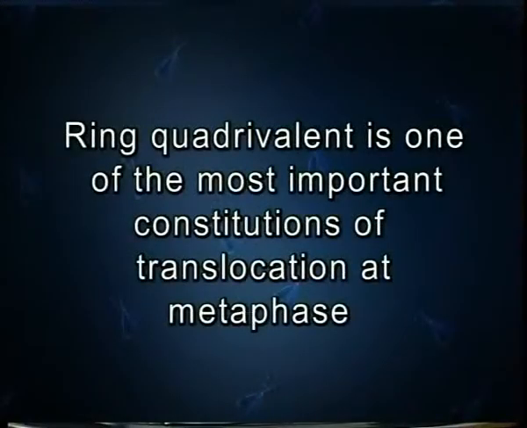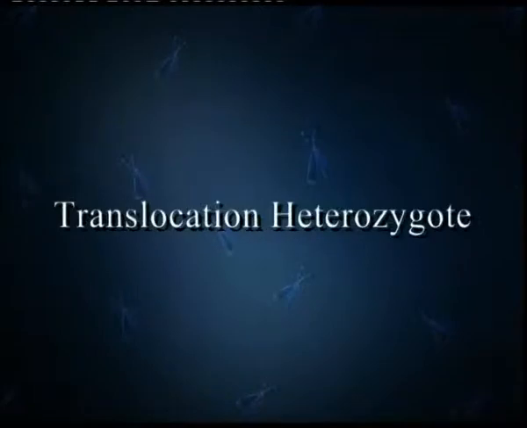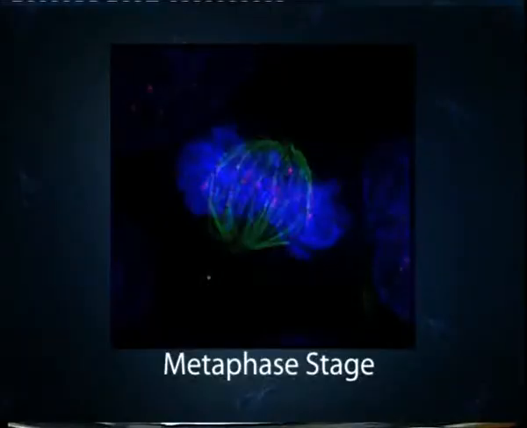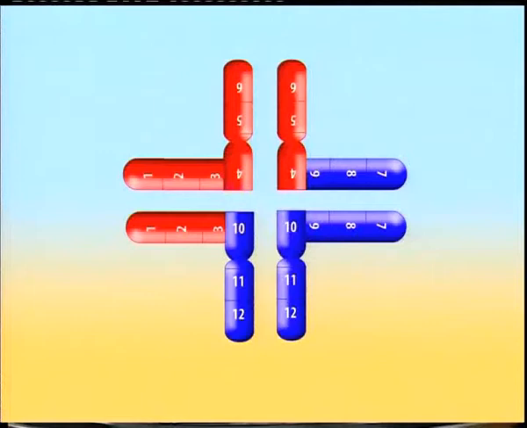However, out of all these constitutions, the ring quadrivalent is one of the most important constitutions of the translocation at metaphase stage. In fact, translocation heterozygotes are identified by the presence of a translocation ring at metaphase stage, or sometimes also by a plus-shaped figure at pachytene stage. Based on the orientation of this ring quadrivalent at metaphase, followed by chromosomal segregation towards anaphase, then gamete formation, we have different types of configuration, and based on those orientations, the nature of gametes will be decided later on.